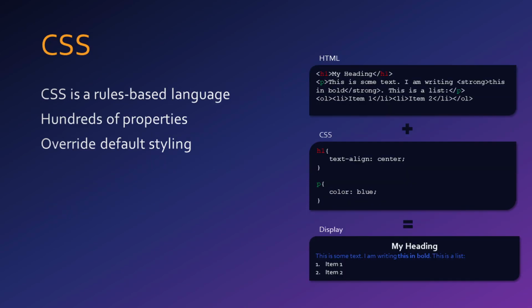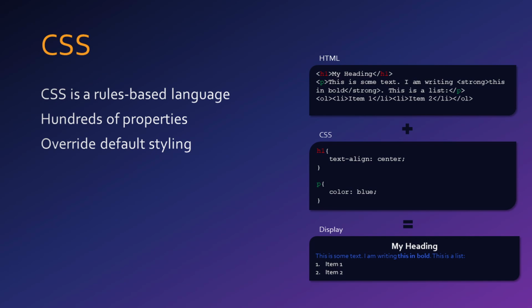CSS is a rules-based language. You define the rules by specifying groups of styles that should be applied to particular elements or groups of elements on your document. There are hundreds of different properties that CSS can define, including font, color, size, and spacing, and layout of your content. CSS works on an override principle.